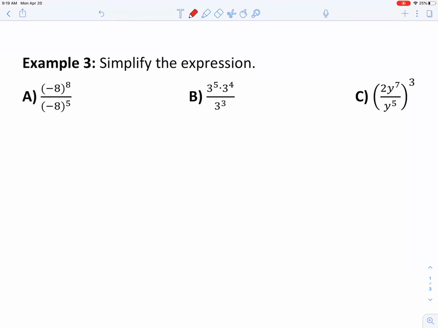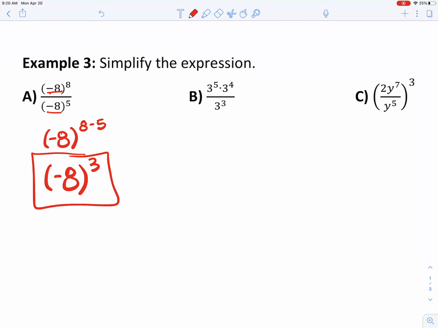All right, taking a look at letter A. I noticed that these negative 8s have the same base. So I can simplify the exponents, and we are dividing, so that means we subtract. So we have negative 8 to the 8 minus 5. 8 minus 5 is 3. So this will be negative 8 to the third power.